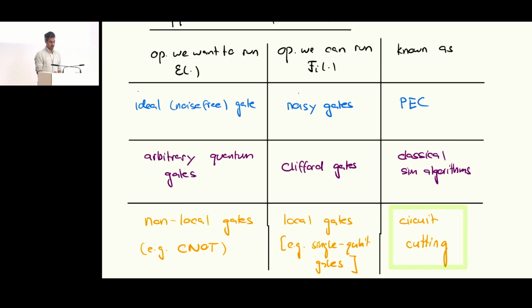We can also have the ambition to run an arbitrary gate, but we can only do Clifford gates, for example, because the Clifford gates are the ones we can simulate efficiently on a classical computer. So this then gives rise to all these classical simulation algorithms that have been pioneered by Sergey and others. And so there you see also the overhead then scales in the number of T-gates, so in the number of gates we need to replace with this method.